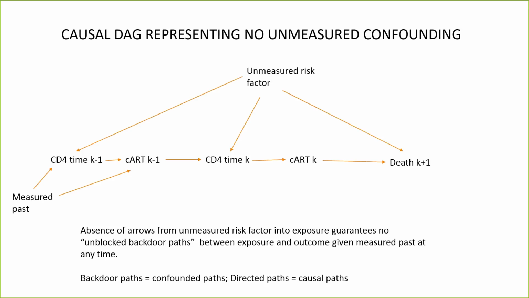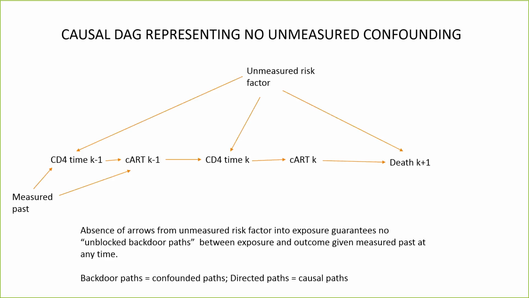Another way that you can read no unmeasured confounding off the graph is when there are no arrows from any unmeasured variable on the graph into treatment at any time. So this is that case. I can just look at this and tell you this DAG represents no unmeasured confounding, but you can have other scenarios where maybe this arrow is there, and then I remove other arrows to get no unmeasured confounding. But generally, no unmeasured confounding is a restrictive assumption. I have to remove some arrows if there are unmeasured variables on the graph.